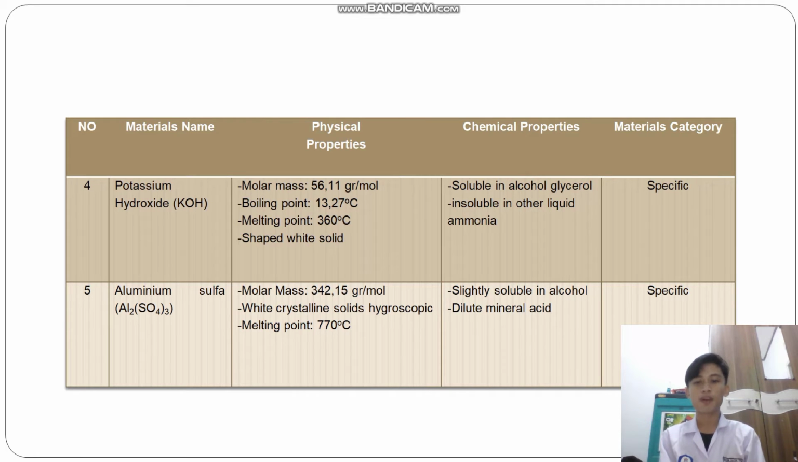And number 5, aluminum sulfate. Physical properties: molar mass 342.15 gram per mole, white crystal solid, hygroscopic, melting point 770 Celsius. Chemically slightly soluble in alcohol and dilute mineral acid, and the category is specific.